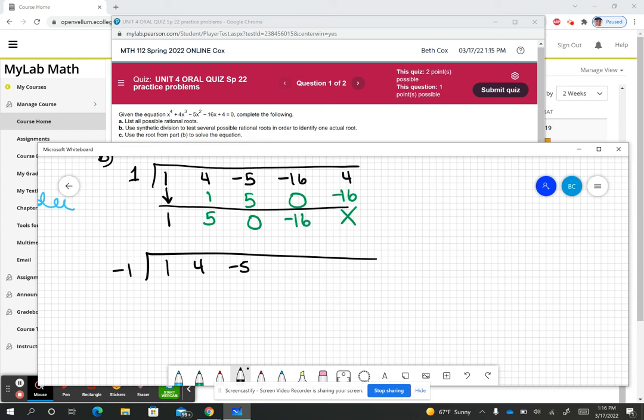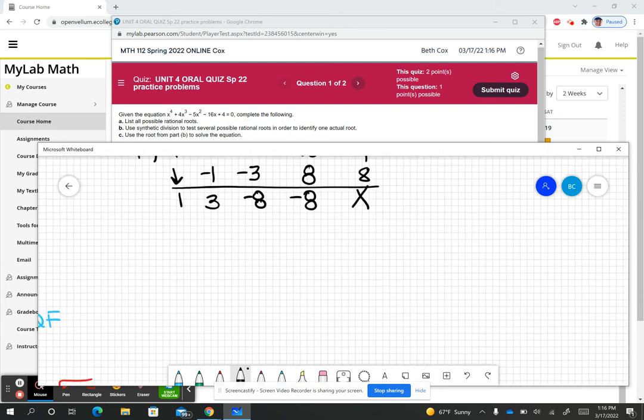-1, 1, 4, -5, -16, and 4. And that'll give me -1, which gives me 3. That gives me -3, which gives me -8. That gives me 8, which is going to give me a -8, and it's going to give me 8. And this one did not work. So move on to 2.